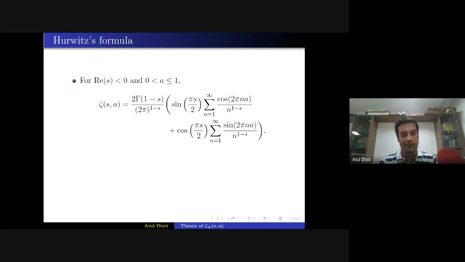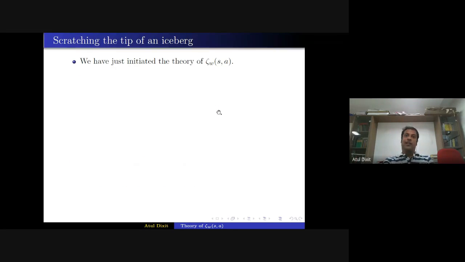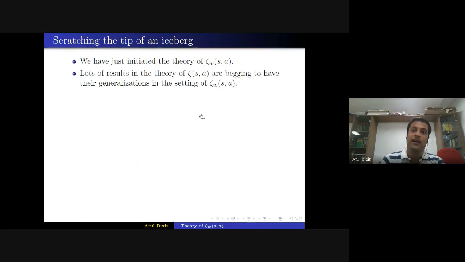Hurwitz's formula, we tried to get, we could not. If one gets that, then probably one can go beyond real s greater than -1 and analytically continue. But all of our attempts for the past 6 months were unsuccessful. Okay, so let me conclude by saying that we have just initiated this theory. A lot of results are still to be developed.